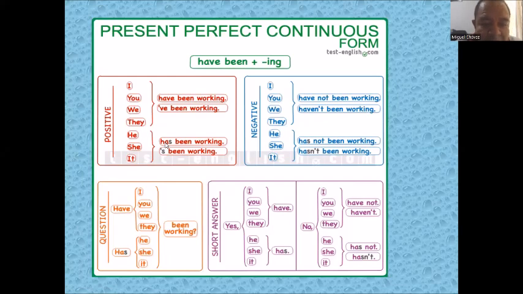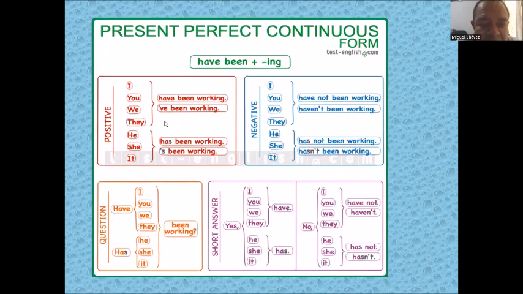And after have and has, we are going to have the past participle of a verb. In this case, we are going to use been. Have been and has been are going to be the base form for this tense. Then we are going to have I have been, you have been, we have been, they have been, but with the third person, remember that we use has. John, he has been, she has been, it has been.